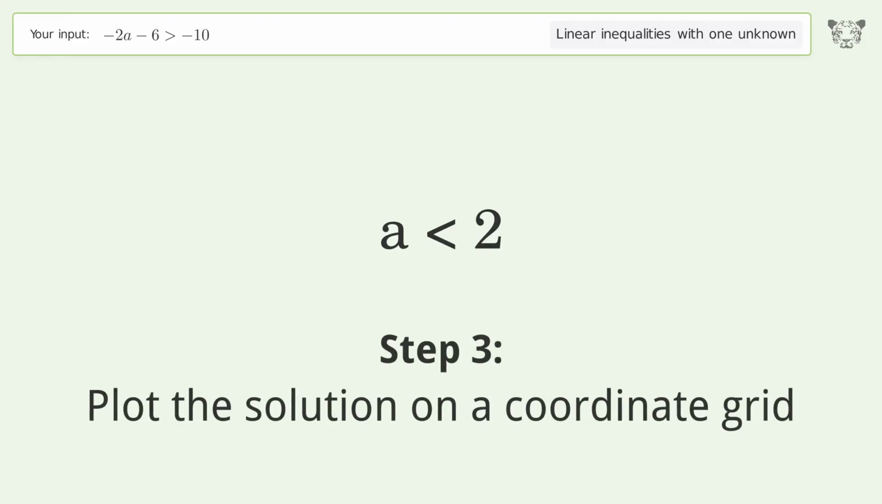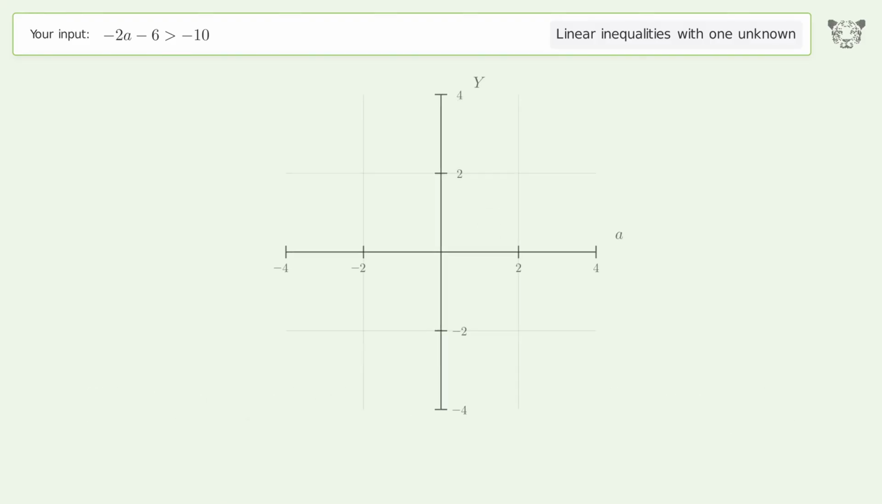Plot the solution on a coordinate grid. And so the final result is a smaller than 2.